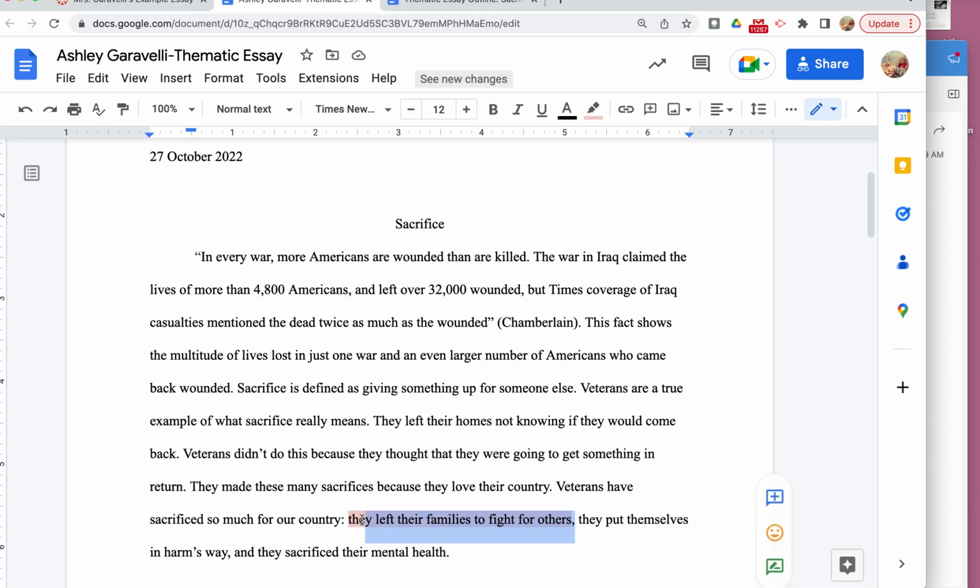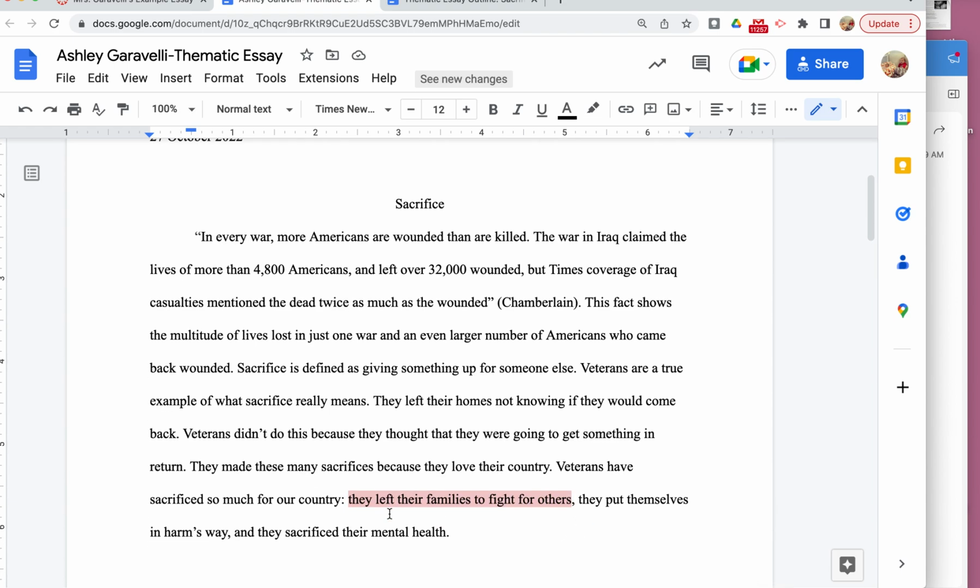First reason, they left their families to fight for others. They put themselves in harm's way and they sacrificed their mental health. So these are 3 points of things that they have sacrificed for other people, okay? So that is my introductory paragraph, and that was your first checkpoint.